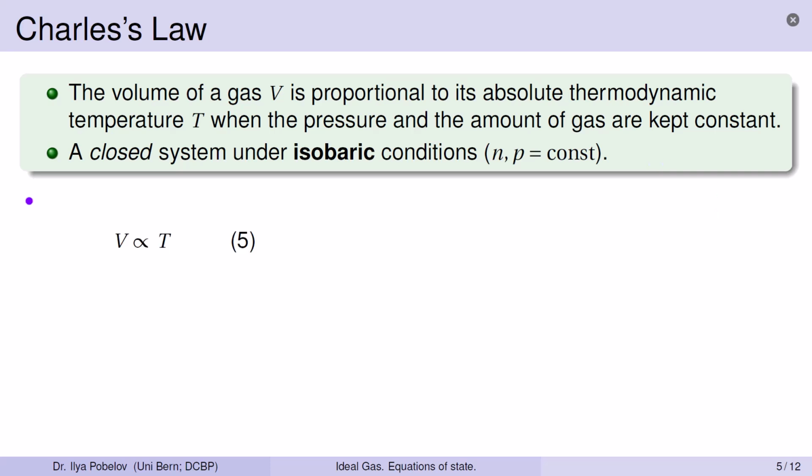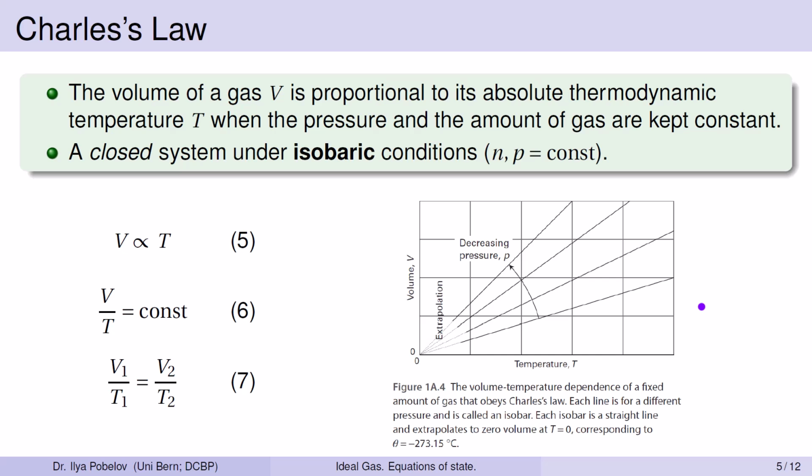Charles' law can be represented mathematically in several ways. V is directly proportional to T, V over T equals a constant, and V1 over T1 is equal to V2 over T2, where 1 and 2 refer to two different states of the ideal gas.